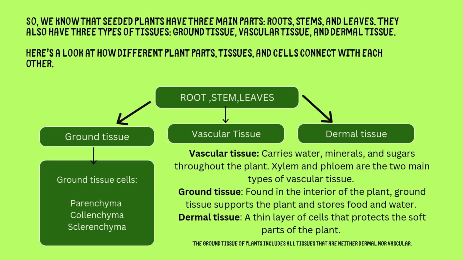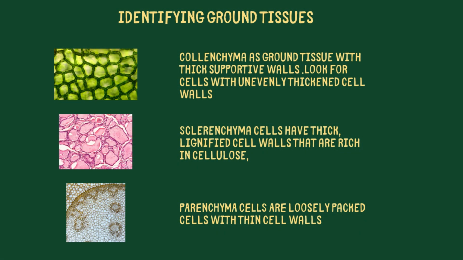Ground tissue. Found in the interior of the plant, ground tissue supports the plant and stores food and water. There are three types of ground tissues: parenchyma, collenchyma, sclerenchyma. Next is dermal tissue, a thin layer of cells that protects the soft parts of the plant. Let us see how to identify tissues under a microscope.